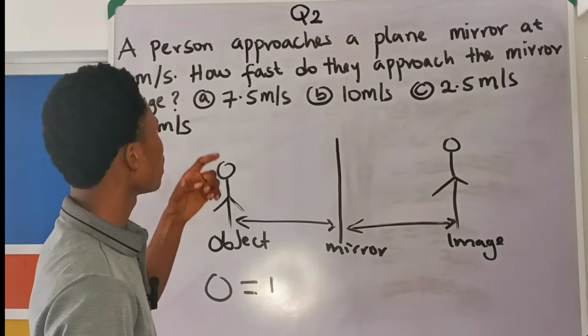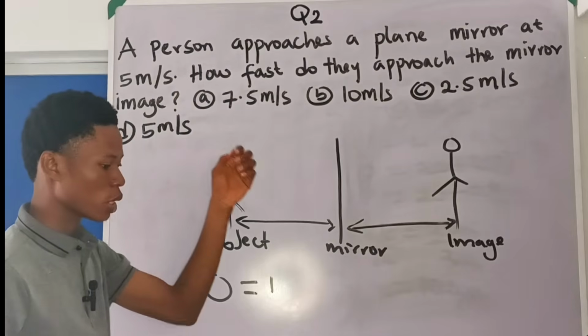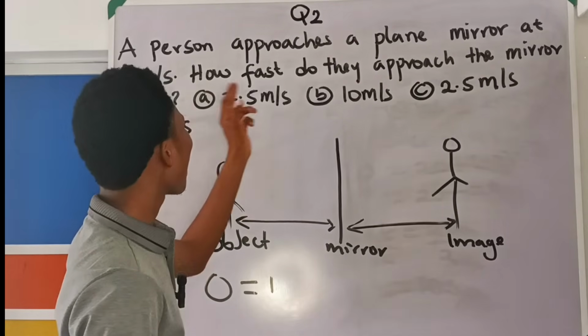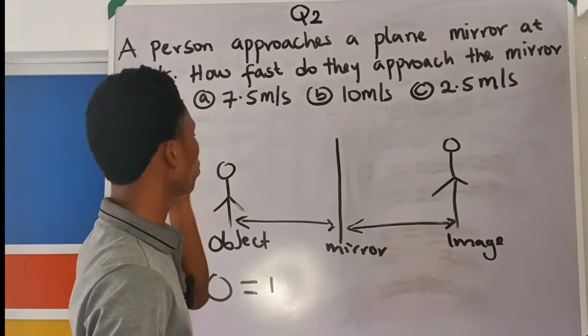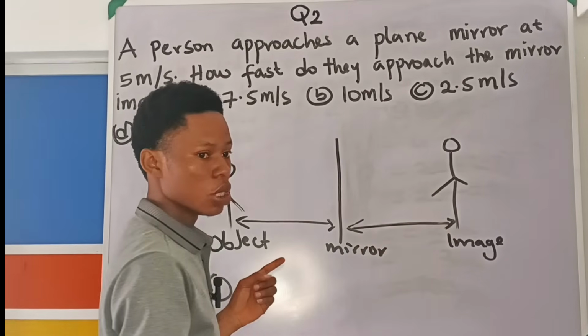Now the question says, a person approaches a plane mirror at 5 meters per second. That is, the person is walking at 5 meters per second. How fast do they approach the mirror image? How fast is this person approaching the mirror image?